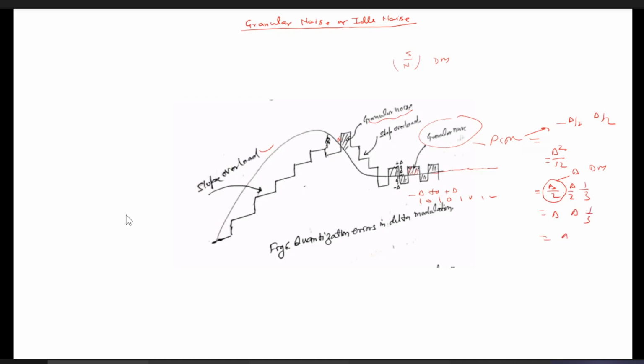So we can say delta square by 3 is nothing but the value of quantization noise, the granular noise, in the case of delta modulation. And this delta square by 3 is greater than delta square by 12. It means that the granular noise in the case of delta modulation is even more than that of PCM. So this was the serious topic.